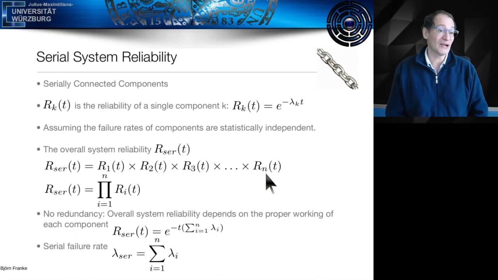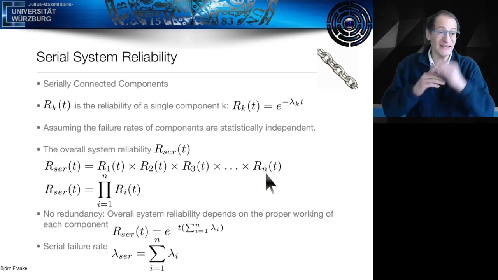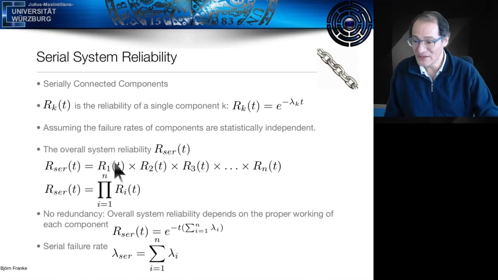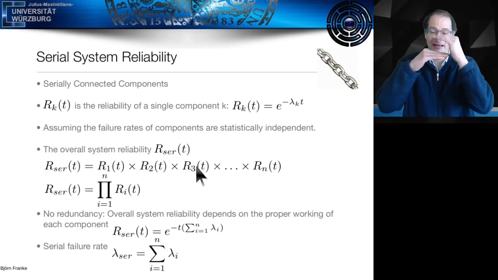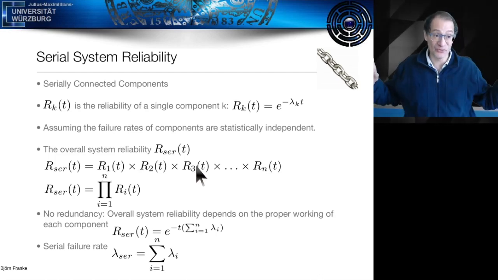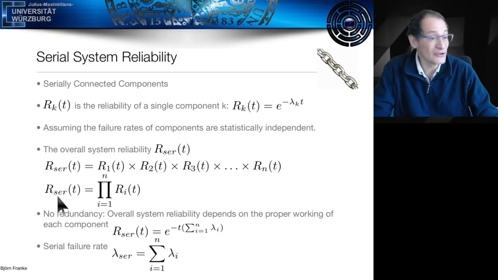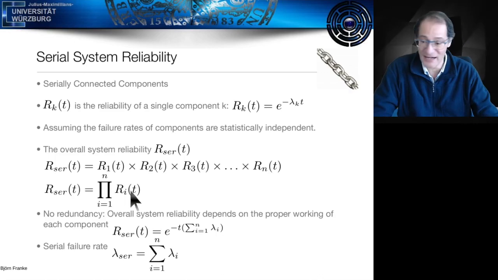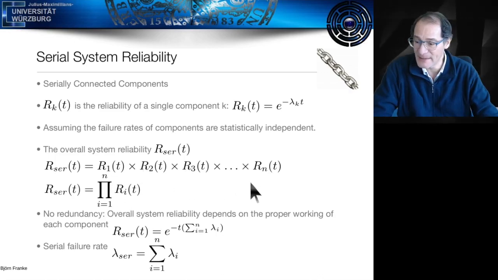Multiplying numbers which are lower than 1, you are getting smaller and smaller numbers. So the longer the chain, the lower the probability the chain will survive. For the whole system, for the whole chain, we have the multiplication of the reliability of all components. This times this times this times this.